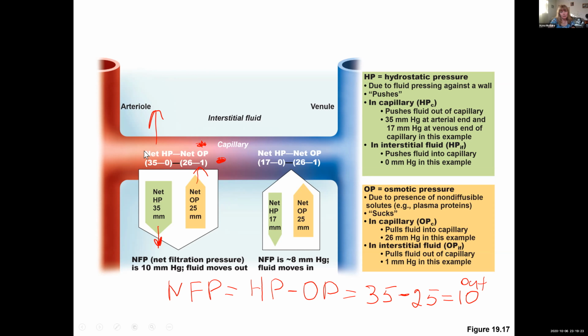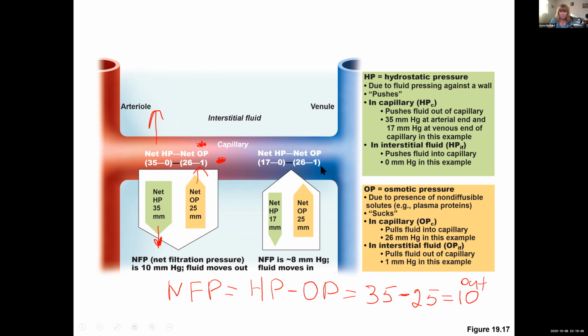This is the arterial end. At the venule end, things are changing. The only thing that's changing is hydrostatic pressure. Now it's not 35, it's 17. So hydrostatic pressure is 17, and 0 outside still. So net pressure is 17 millimeters mercury.